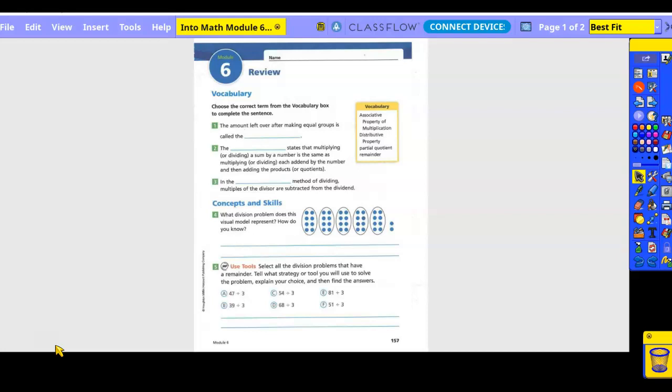multiplication sentence. Distributive property is where you pull it all apart, right? Partial quotient is where you break it into smaller answers, right? And then remainder is what you have left. So the amount left over after making equal groups is called the remainder.